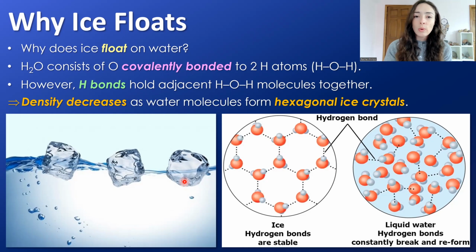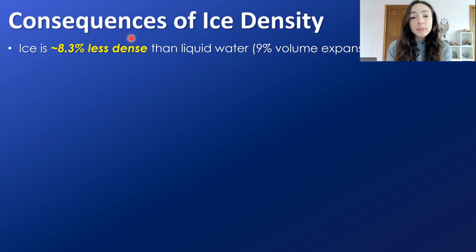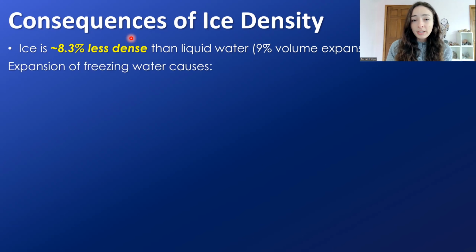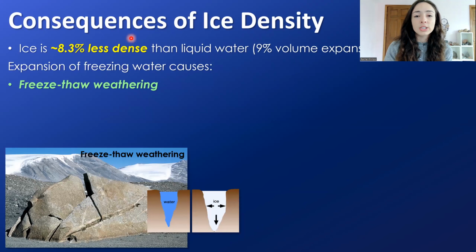It's less dense than the water itself. It is about 8.3% less dense than its liquid form, and this equates to, as it freezes, about a 9% volume expansion. And this expansion of water as it freezes causes a few things, including freeze-thaw weathering, in which water seeps into cracks and spaces in the rocks, and then when it freezes, it spreads apart those cracks and then melts again and goes away.